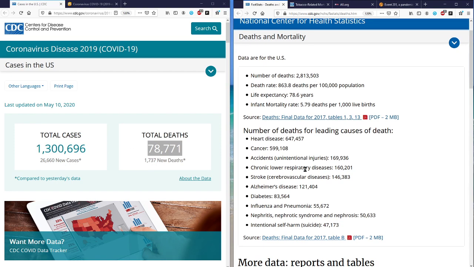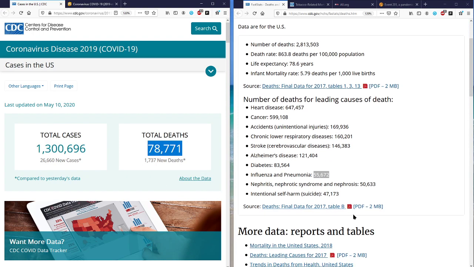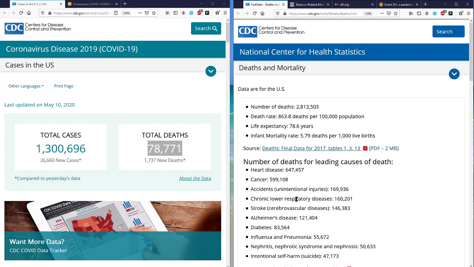So we're looking at these numbers side by side. Diabetes compared to this number. Influenza, the flu, compared to this number. Suicides compared to this number. Same organization, same government entity, but these are the numbers that we're all given.